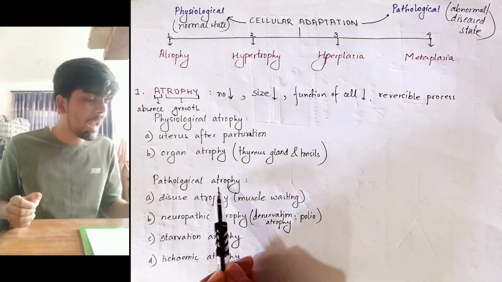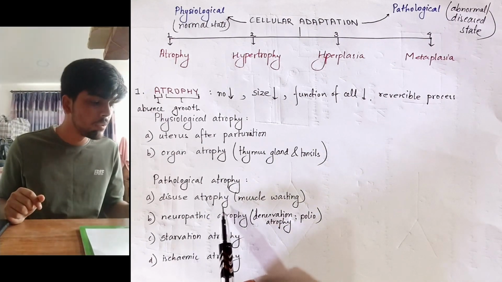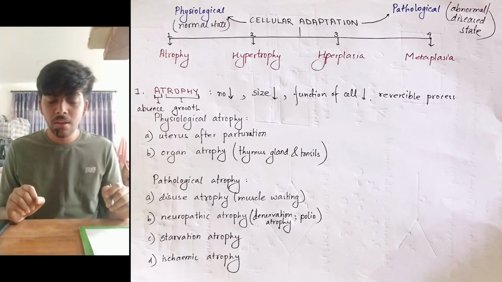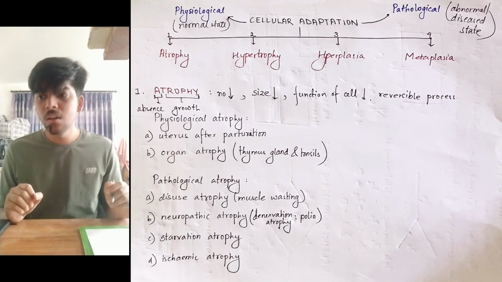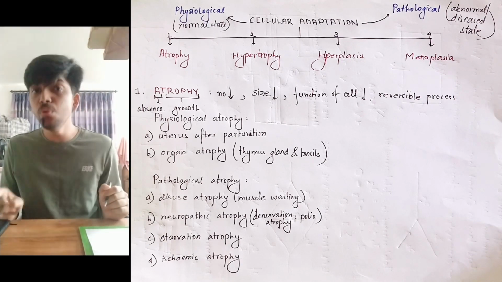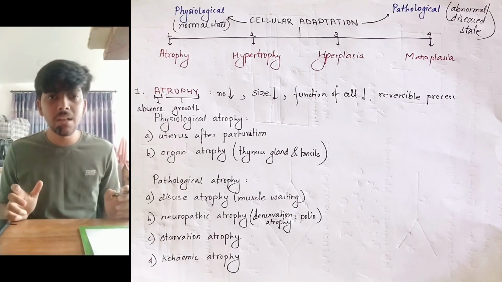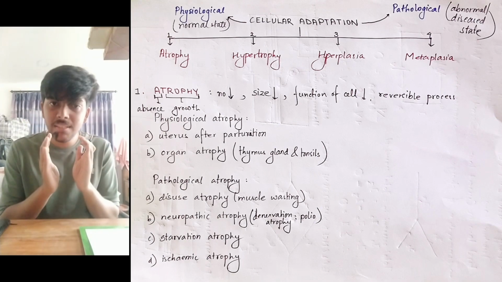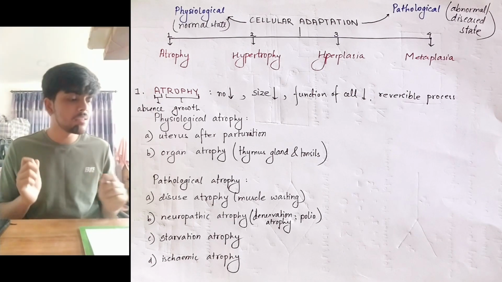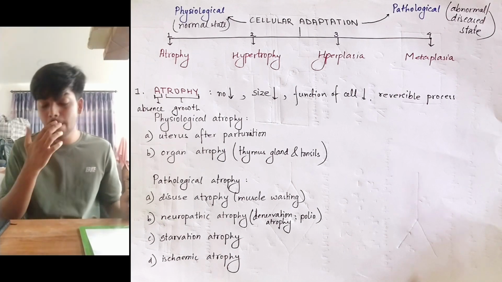Next, pathological atrophy, or atrophy in an abnormal condition. First, disuse atrophy, which is much more commonly found in muscles. Let's say you are riding a bike and due to a fatal bike accident, you injure your leg. Since you injured your leg, you are now unable to use the muscles of the leg. After a certain time, due to the disuse of the muscles of the leg, the muscles grow smaller in size, and the size of the leg overall grows smaller. This is called disuse atrophy. Due to the disuse of the organ, it has grown smaller in size.